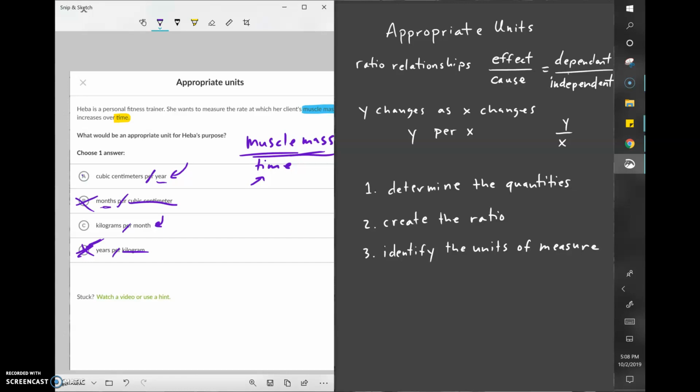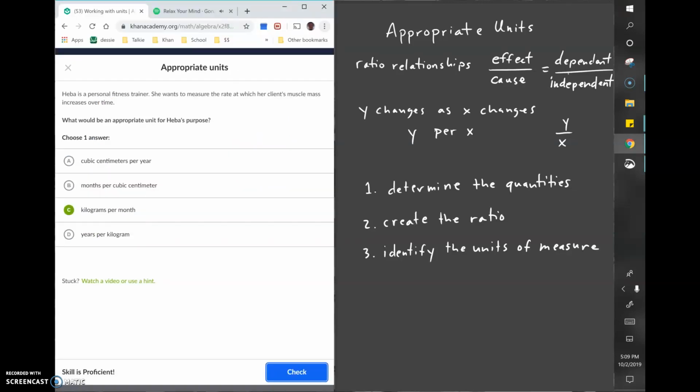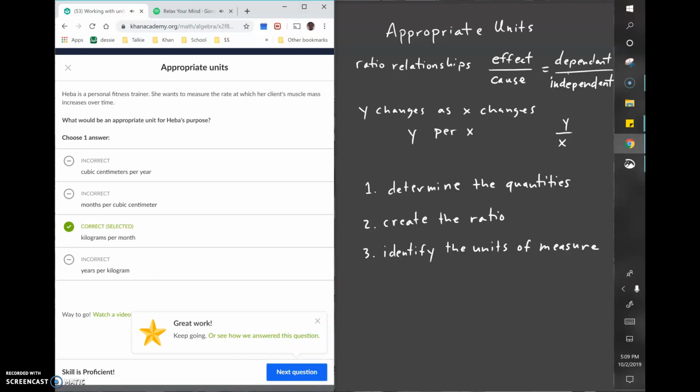Do we measure muscle mass in cubic centimeters, or do we measure it in kilograms? I'm not quite sure. That doesn't look right. Cubic kind of throwing me off. But one thing I know is we're probably not going to measure our muscle mass every year. We're probably going to measure it every month. So I'm thinking C's our answer and A's out. And we're right. And this brings us to the end of the longest video I've made all year.